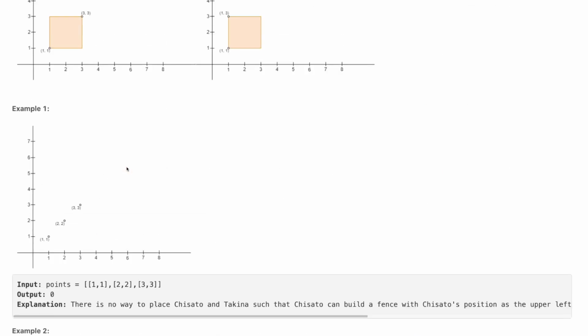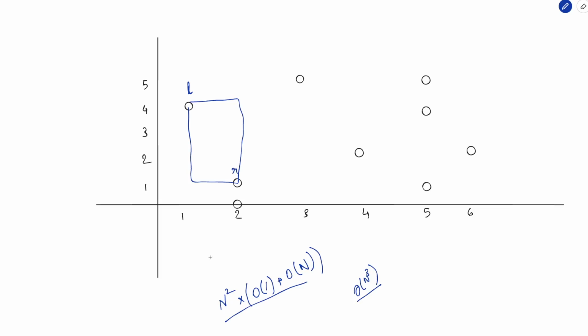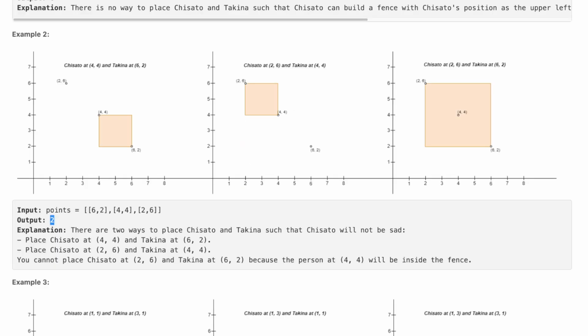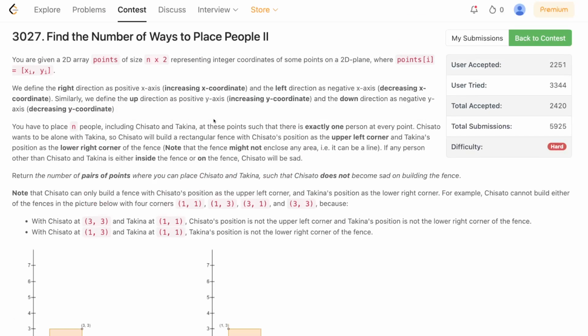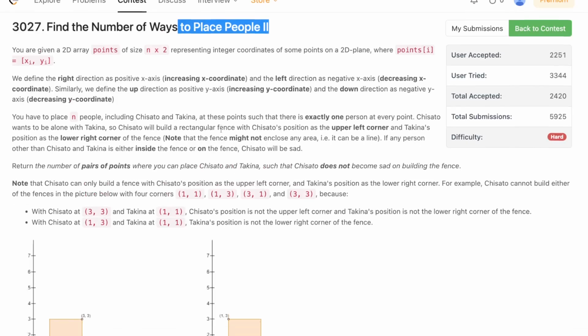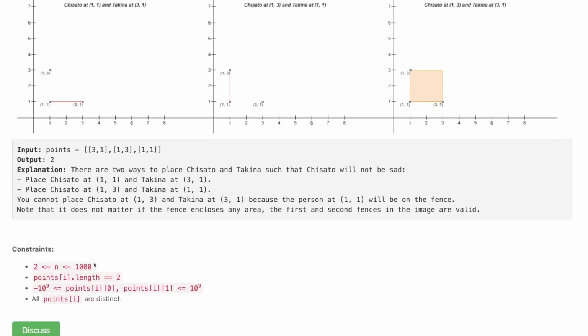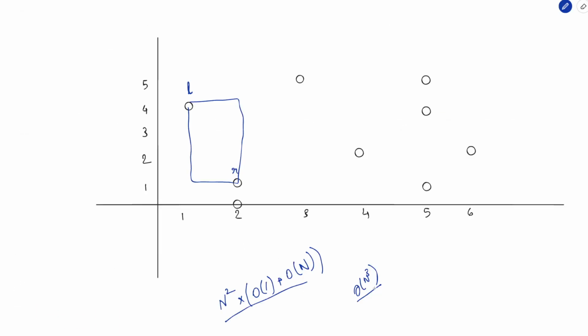If you haven't come up with this n cube algorithm by yourself, I think it's the right time to pause the video and try to code it by yourself to get a better understanding. Now this solution will not work for the last problem, that is Ways to Place People 2, because here the value of n is 1000. So n cube will not fit in the given time constraint. So we have to optimize this.